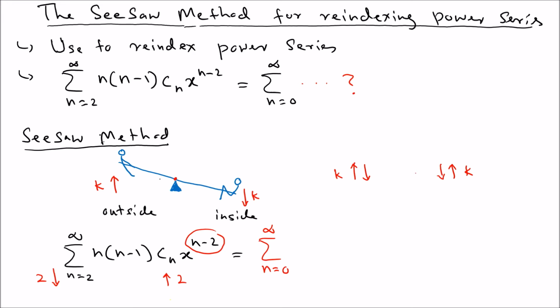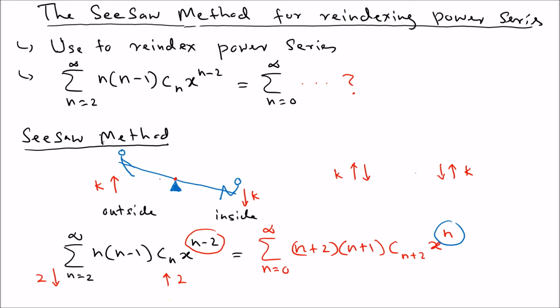The first n becomes n plus 2. n minus 1 becomes n plus 1. Just add a 2 to every n. Then cn becomes c(n plus 2), and x to the n minus 2 becomes x to the n. And that's it. That is the new power series. It's the same power series, just a new representation which uses x to the n instead of x to the n minus 2. Sometimes we have to do that, especially when solving differential equations using the power series method.